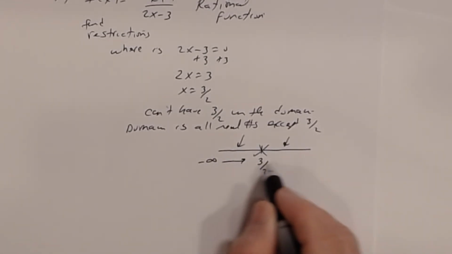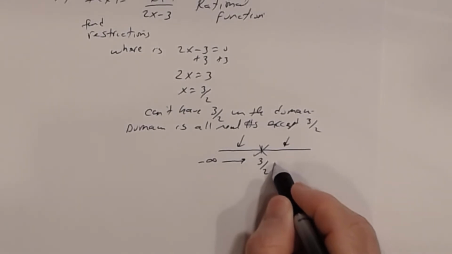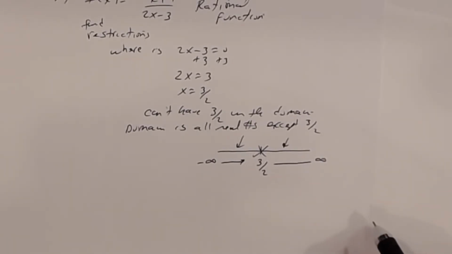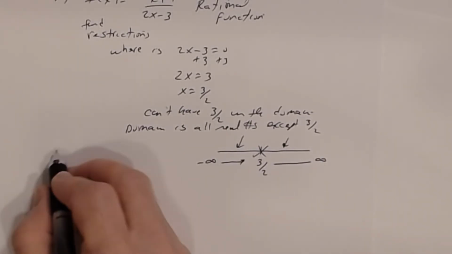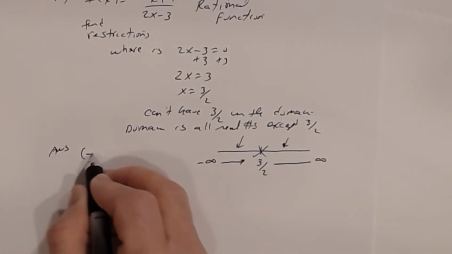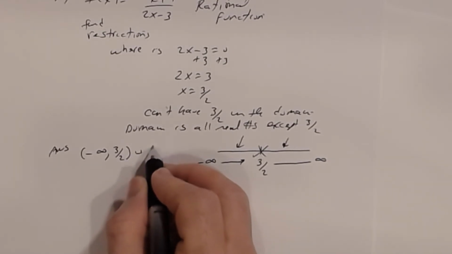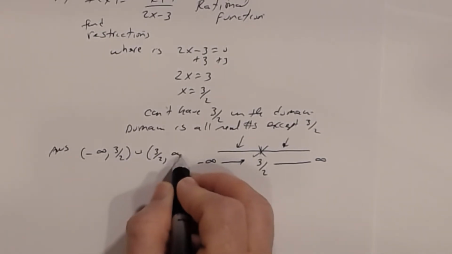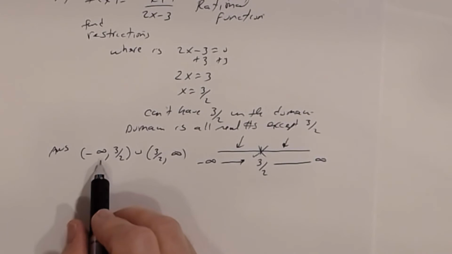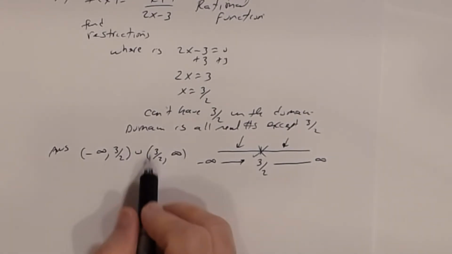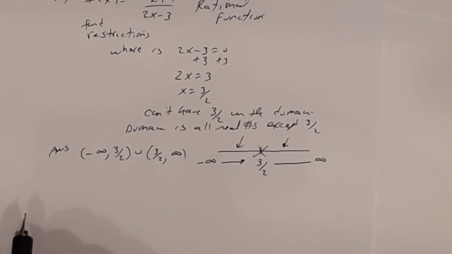Remember, we always go from left to right. And then you're going from 3 halves to infinity. But remember, two intervals. So here's your answer. Negative infinity to 3 halves, all in parentheses, union, and then 3 halves to infinity. So what you've written is that the domain is all real numbers except 3 halves. Okay?